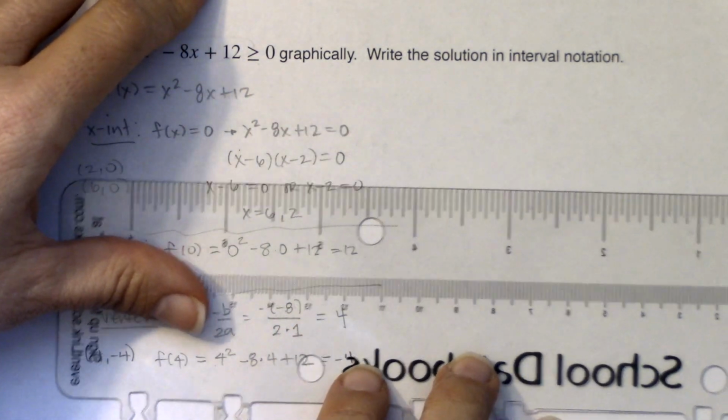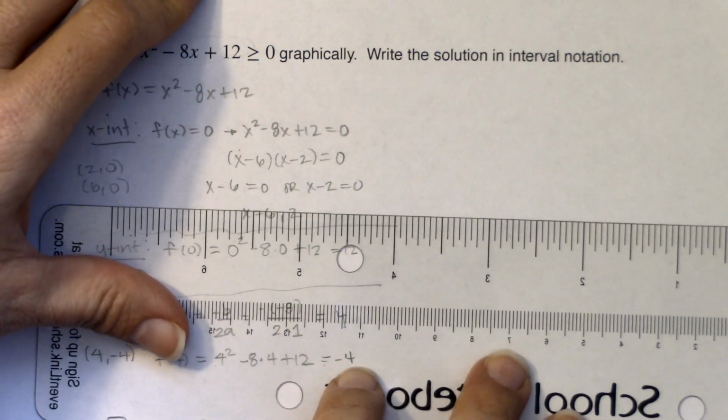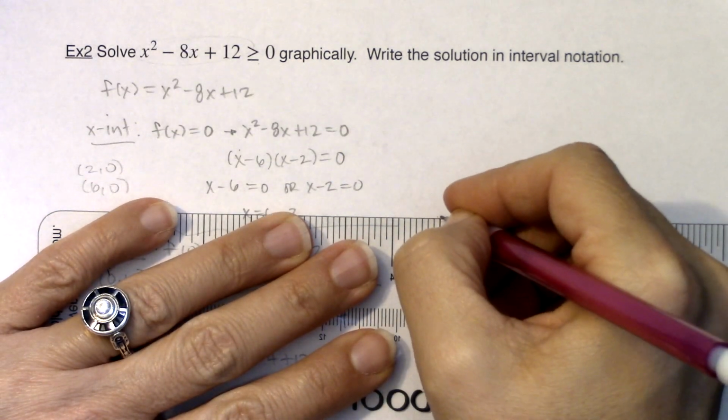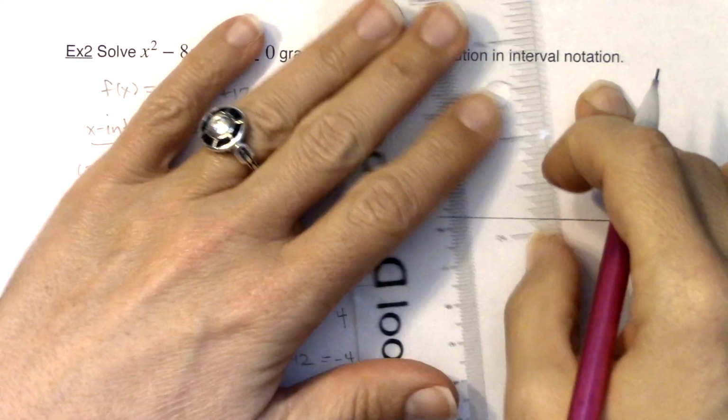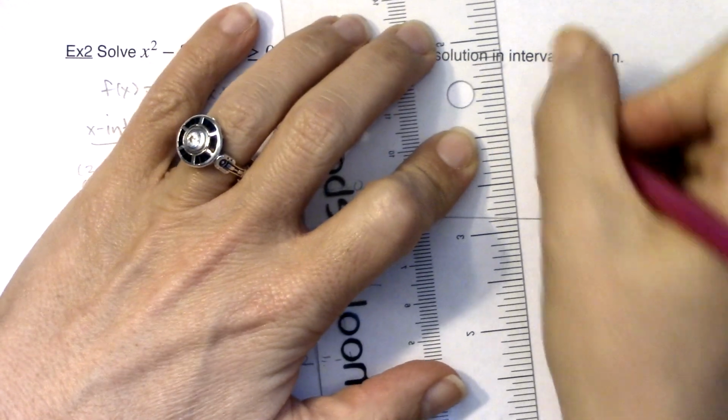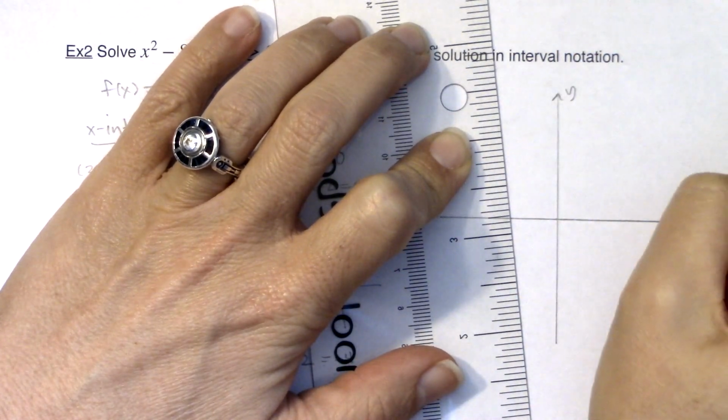So let me go draw out my xy axes. Okay, and let's go ahead and sketch this. Give me a moment, I'm going to sketch this one. All right, we've got y, x.